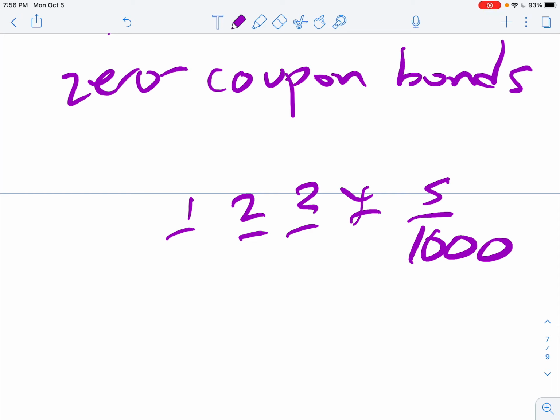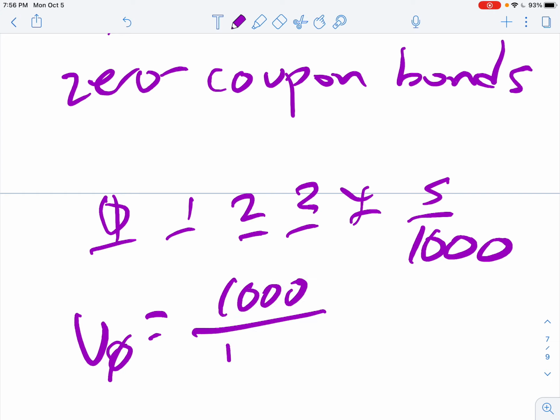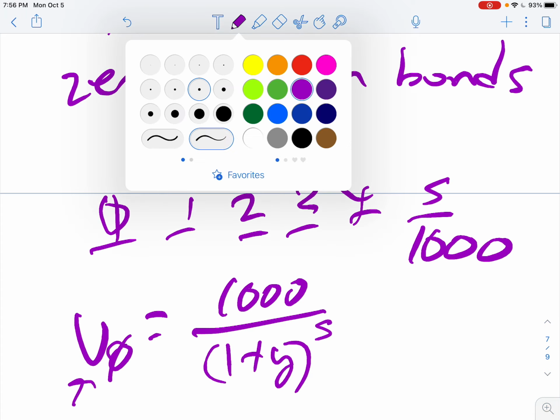And of course, its fair value, in equilibrium, its price at date 0, call it the value at date 0 in equilibrium, would be equal to $1,000 divided by 1 plus whatever opportunity rate of return y per period is relevant, and we have to raise it to the fifth power just to get it back to 0. And of course the larger y is, the smaller V0 will be.